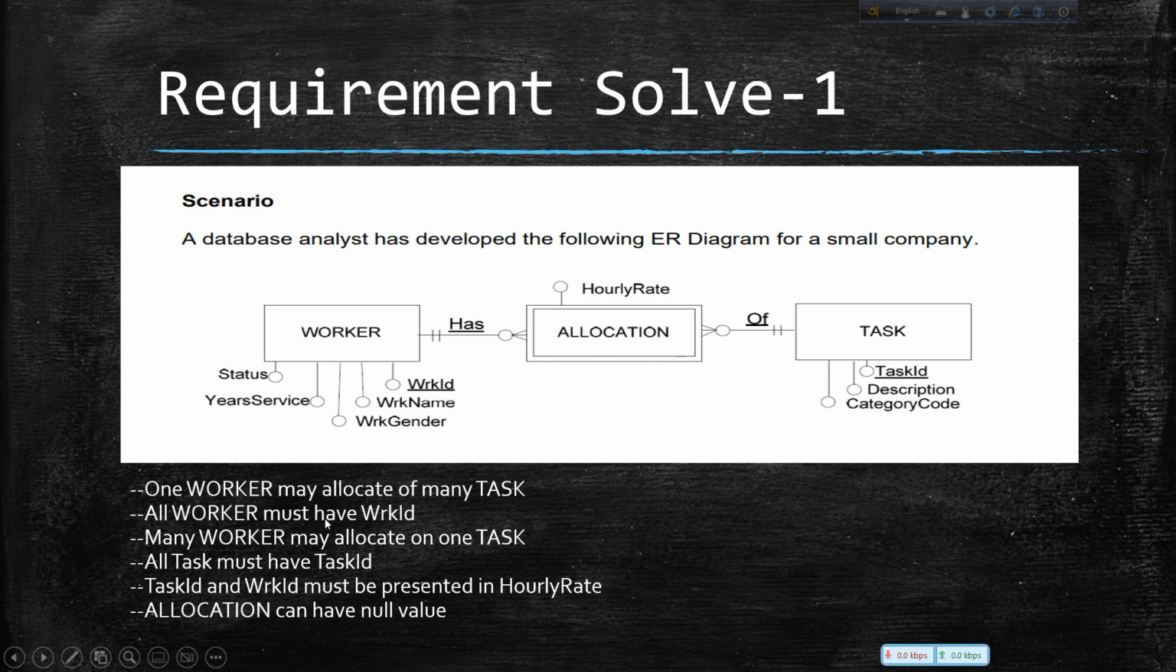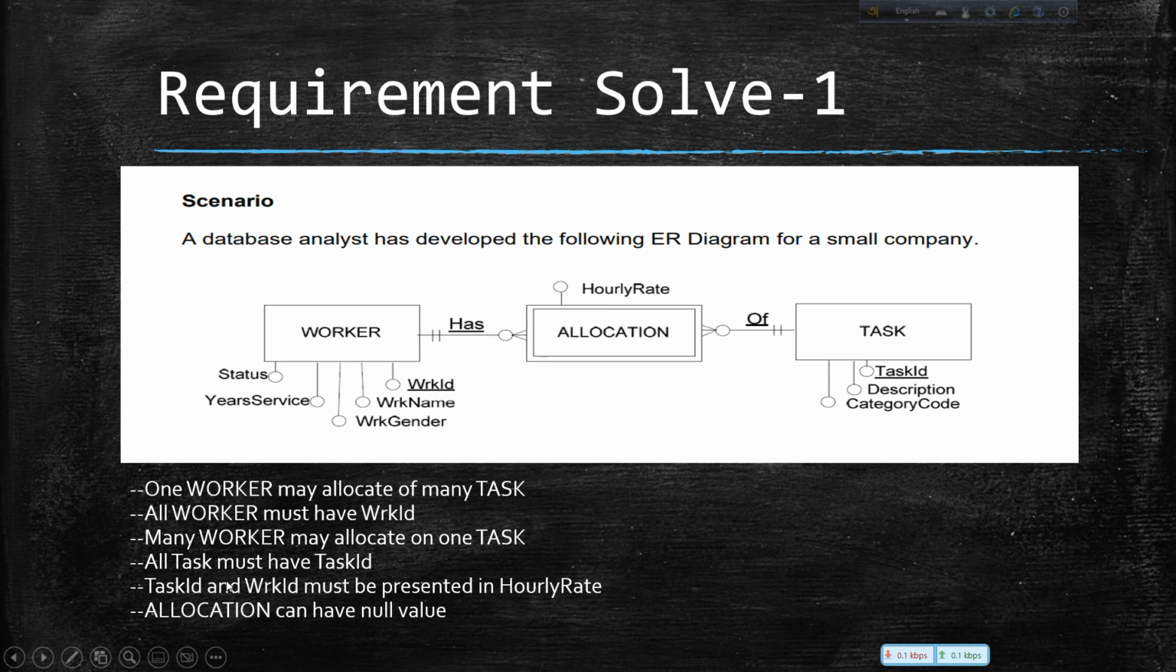Then, for this many-to-many relationship, one worker may be allocated to many tasks, because of the circle sign, and all workers must have a worker id. Because worker is a strong entity, it has to have a worker id, and likewise the task has to have a task id as a primary key. Many workers may be allocated to one task. It is a many-to-many relationship.